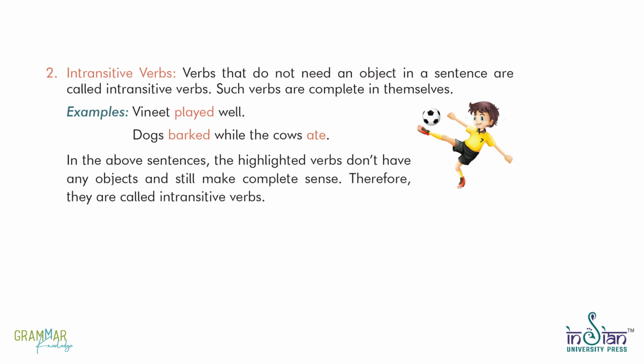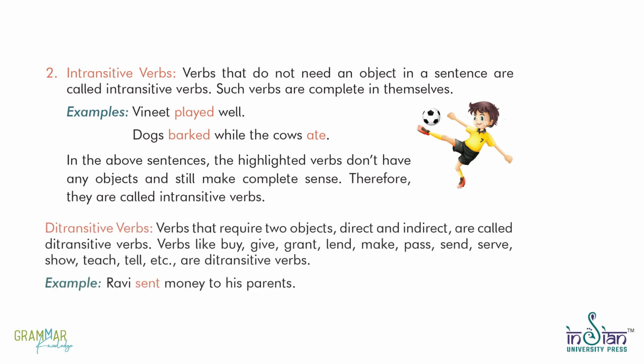2. Intransitive verbs. Verbs that do not need an object in a sentence are called intransitive verbs. Such verbs are complete in themselves. Examples. Vineet played well. Dogs barked while the cows ate. In the above sentences, the highlighted verbs don't have any objects and still make complete sense. Therefore, they are called intransitive verbs.